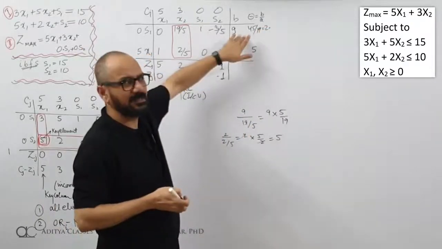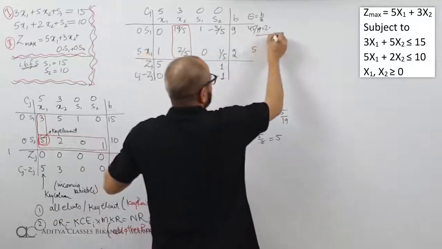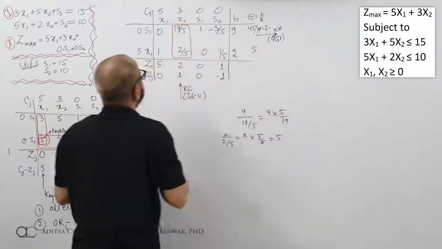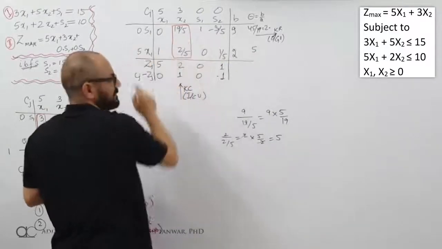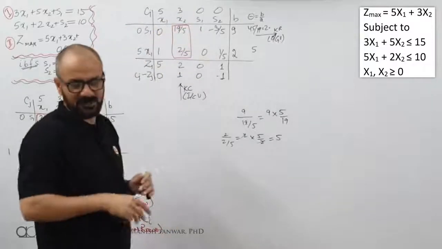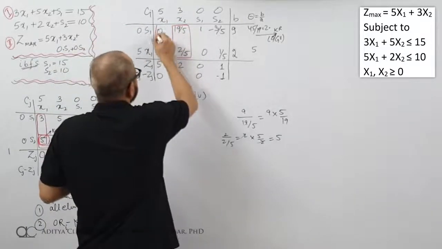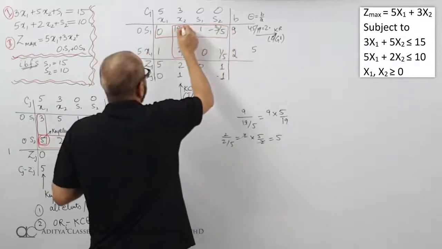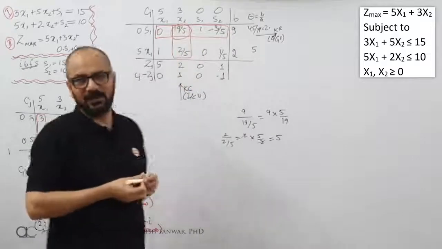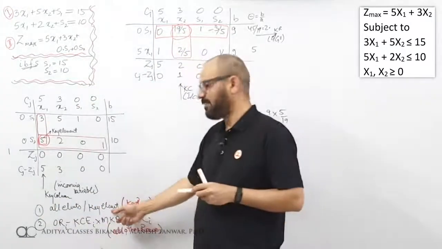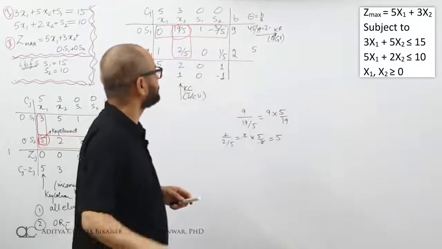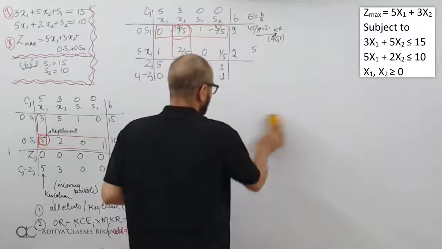So obviously this will be the smaller value. The smaller value gives me my key row, or in other words, outgoing variable. This is my key row, S1 is my outgoing variable. So x2 is coming in, but it is coming in place of S1. Now I know it. And this will be my key element. Where do I need the key element? I need the key element over here. When I transfer the key row, all elements are divided by this key element. So now I have everything prepared.